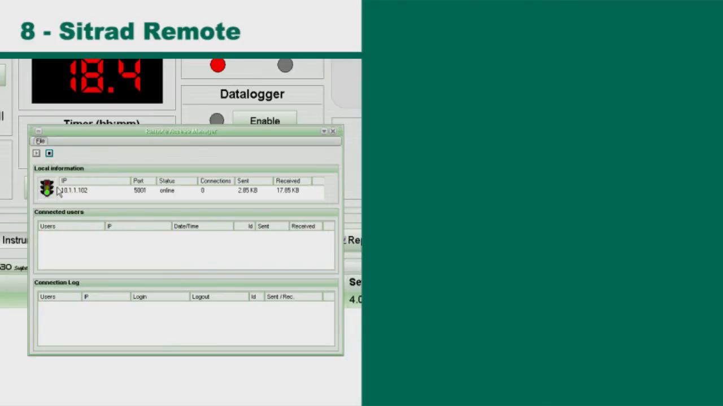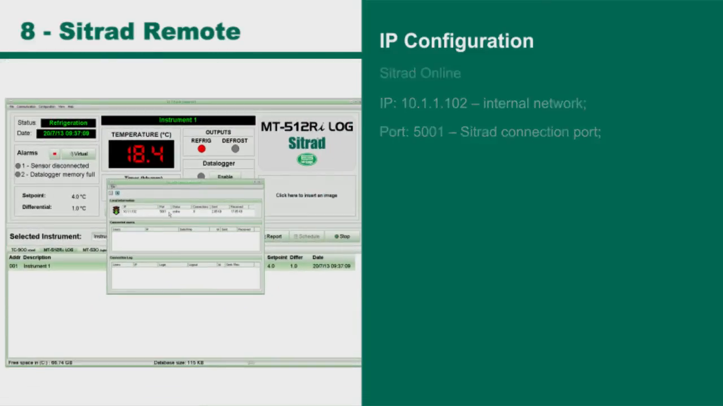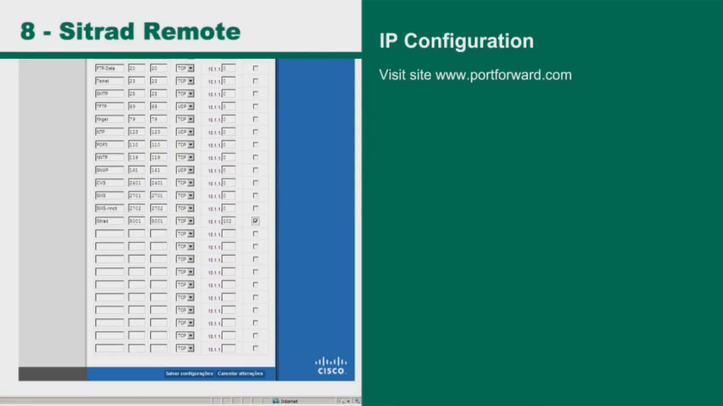IP configuration. In the local information area, we have a traffic light showing a green signal indicating that Sitrad is online. In the IP field, we have our internal IP where Sitrad Local is hosted. In the port field, 5001 is the Sitrad connection port. We now need to configure the modem to allow access to our IP through port 5001. Visit the website www.portforward.com to know how to liberate the port of your modem.